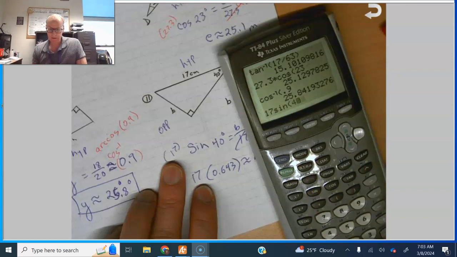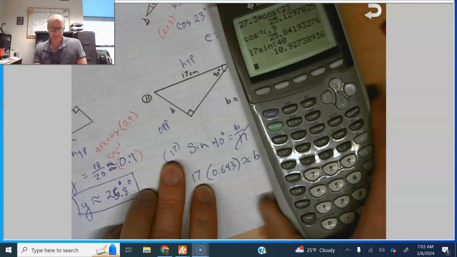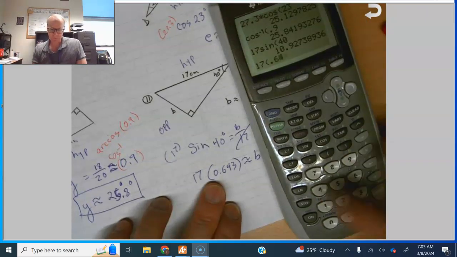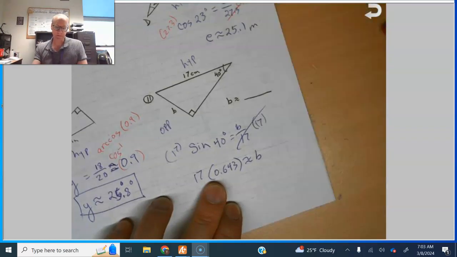Sine 40 gives me 10.93. Let's do 17 times 0.643. See if I looked it up right. I'm sure I did. Yeah, about 10.93.